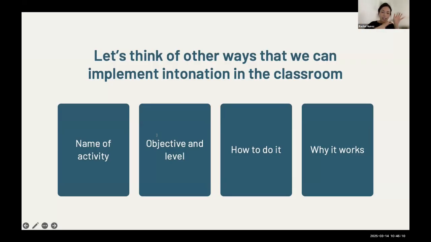and you can assign them each characters, and you can say, okay, you're going to be angry, you're going to be excited, and you have them perform in front of the class. It's also a great confidence booster, a great way to improve fluency.